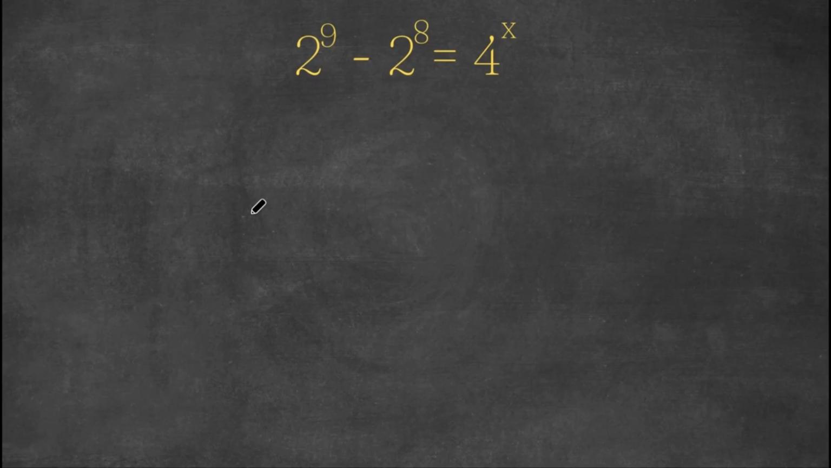Hey guys, welcome back to Click Academics. In today's video, I'm going to be teaching you guys how to solve this exponential equation. So we have 2 to the power of 9 minus 2 to the power of 8 equals 4 to the power of x.